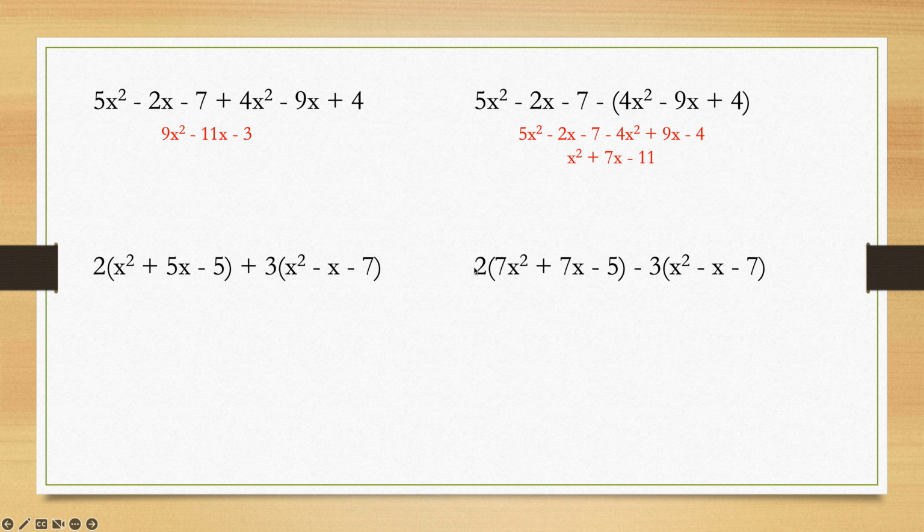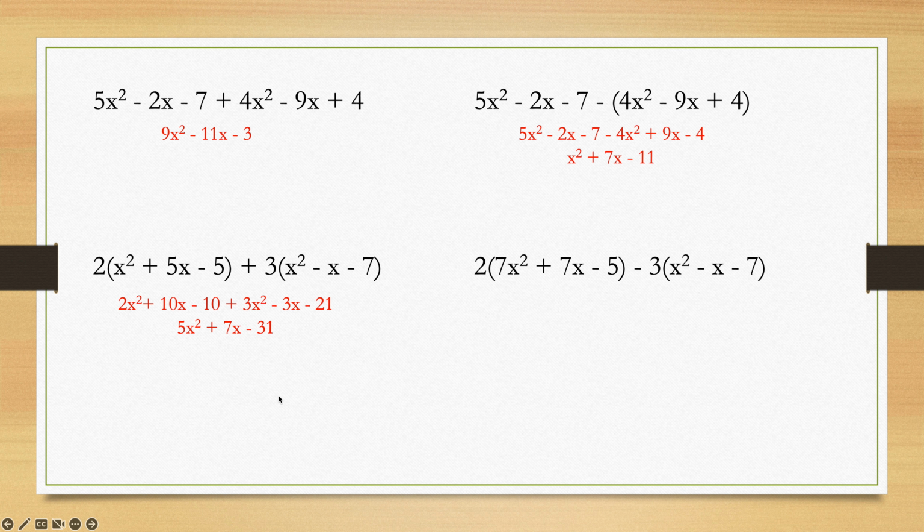5x squared and negative 4x squared is 1x squared, negative 2x and 9x is 7x, and negative 7 and negative 4 is negative 11. Okay, lower left, let's distribute the 2, distribute a positive 3, so we're not changing any signs, and then combine like terms. So 2x squared plus 10x minus 10 plus 3x squared minus 3x minus 21. 2x squared and 3x squared make 5x squared. 10x minus 3x is 7x, and negative 10 and negative 21 is negative 31.